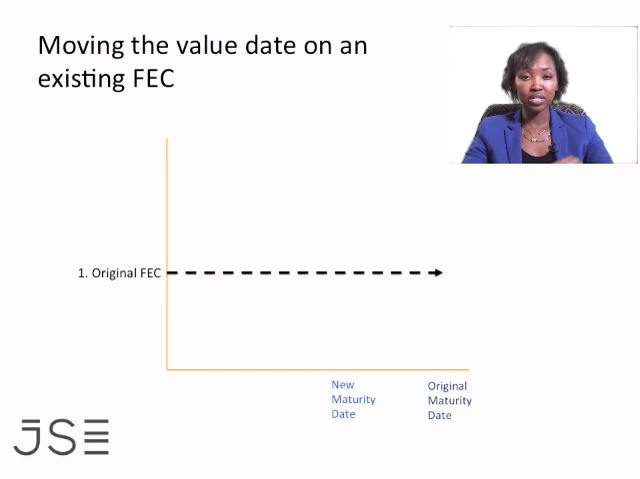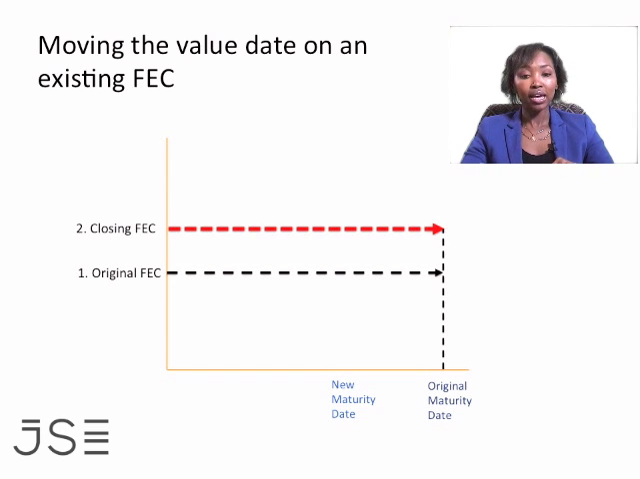And what that simply means is that the original FEC stays in place, but then on the day that you need to change the date, you will then enter into an FEC with the same date, the same amount, but in the opposite direction. So if you were buying dollars, you will now enter into an FEC for the same date, the same amount, but now selling the dollars. And what that does, if you've got a buy and a sell, same amount, same date, the two actually cancel each other.